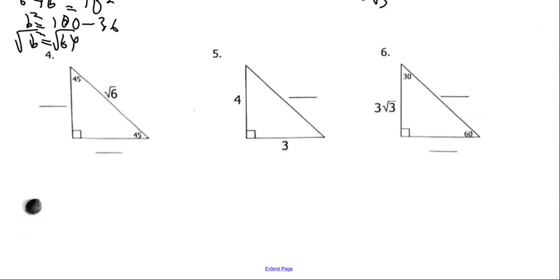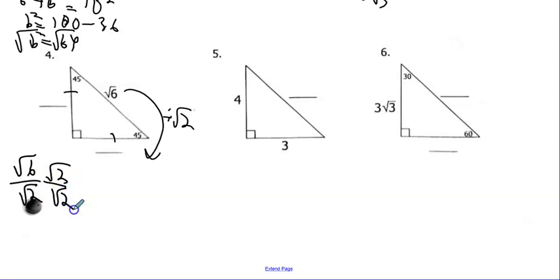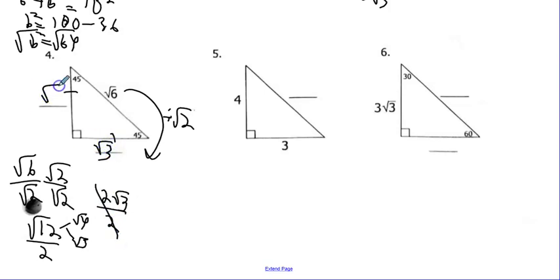Number 4, legs are equal. So how do I go from here to here? Well, I'm getting smaller, so I'm going to divide by radical 2. Now, the long way is to say radical 6 divided by radical 2, and then rationalize. And this is okay, but it's a lot more work. Because then I have radical 12 over 2. And then I have to simplify this, and I get 2 radical 3 over 2, cancel, and there's my answer, radical 3.